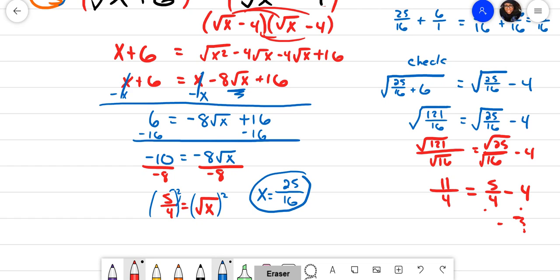Exactly what it is doesn't matter. It's going to be a negative, and this is a positive. So therefore, these aren't going to work out. I'm sorry, not these. This is not going to work out. This is going to be no real solution.